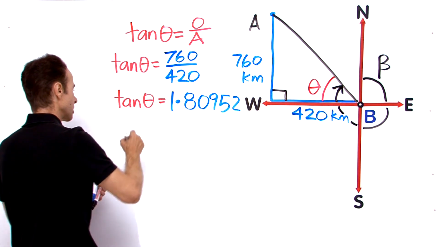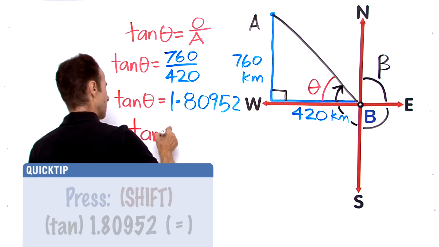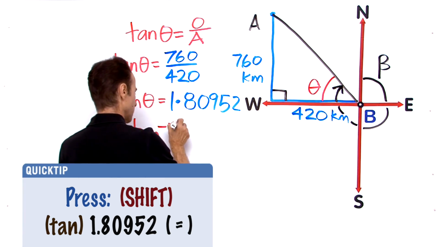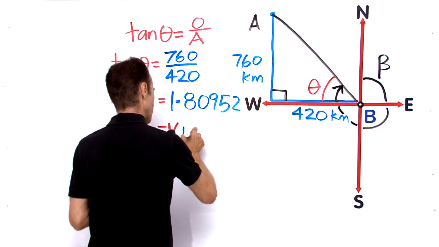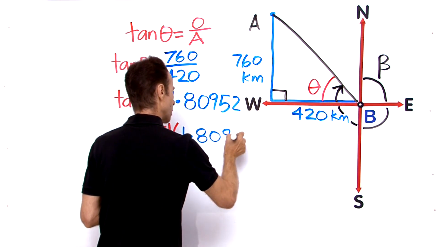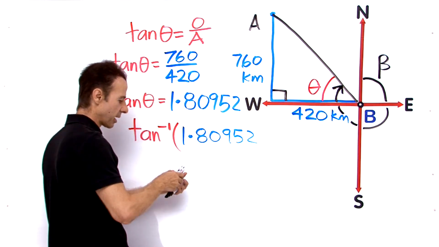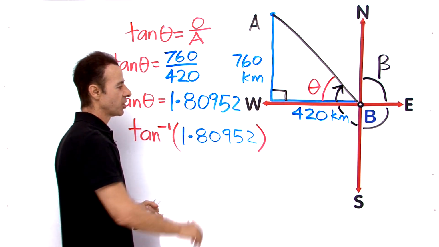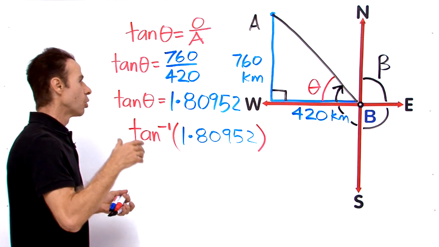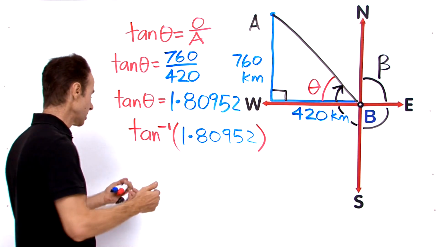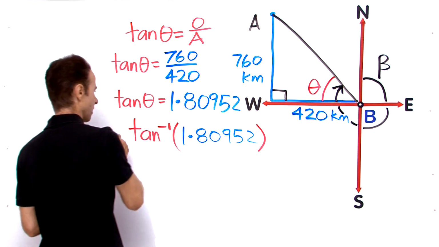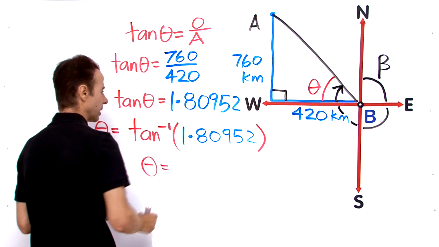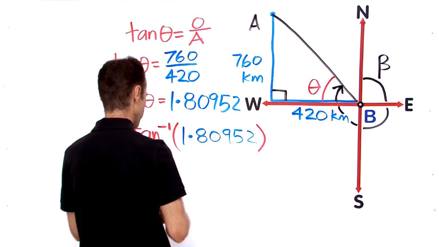We're going to shift tan. So tan, shift, that -1 means shift. Again, 1.80952. I like to use the whole display on my calculator actually. So you shift tan 1.80952, we're going to get a decimal degree. Now we want this answer to the nearest degree. So theta equals shift tan.